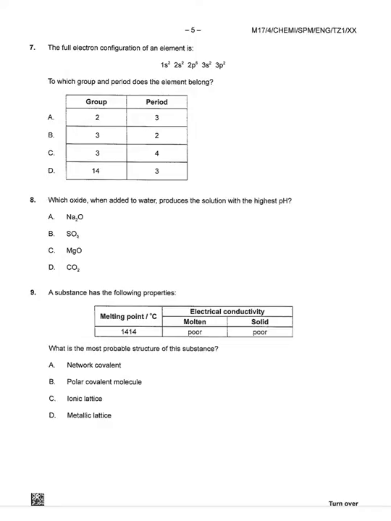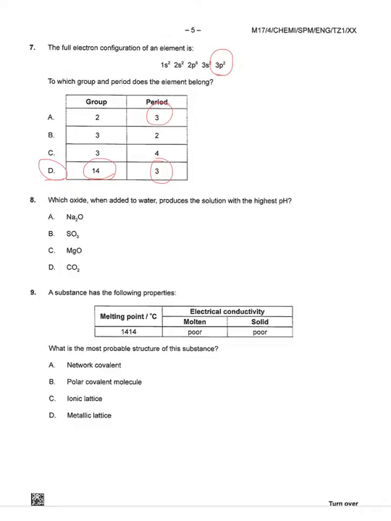Number 7, the full electron configuration of an element is given here. To which group and period does the element belong? So I need to look at the final subshell here, 3p2. The 3 indicates it's in period 3, and the p2 indicates it's over on the right hand of the chart with 4 valence electrons, so it is going to be in group 14, making D your correct answer.